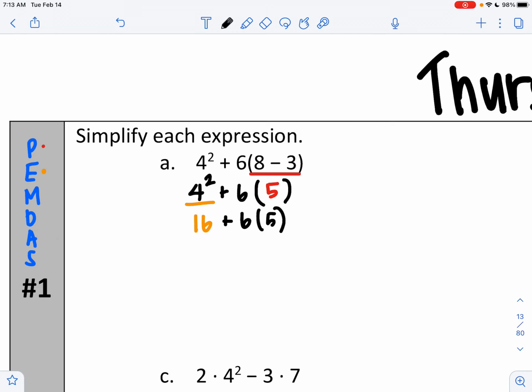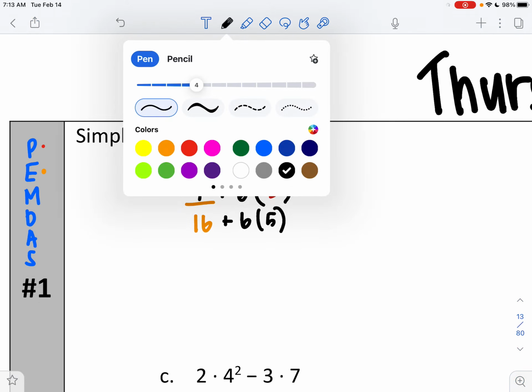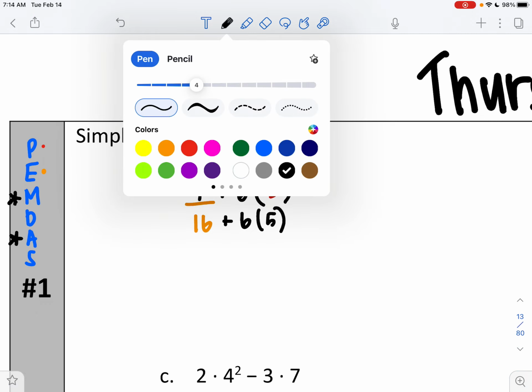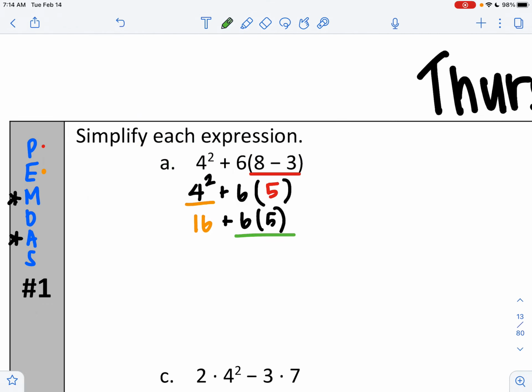Remember, when I have 6 and 5 hugging one another, that means multiplication. And so what I'm left with here is multiplication and addition. And I know that I have to multiply first. And so I'm going to multiply 6 times 5, which is 30. And I have to bring down my 16 because I didn't add it yet. And I end up with a final answer of 46.